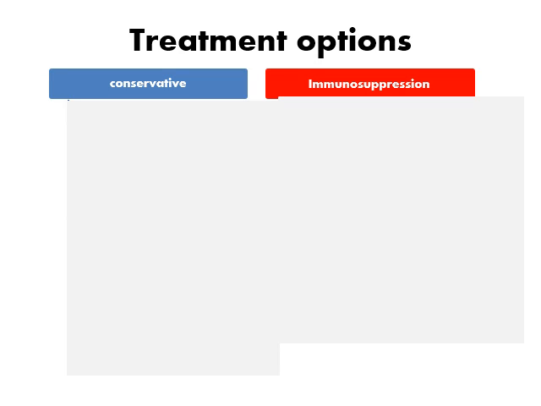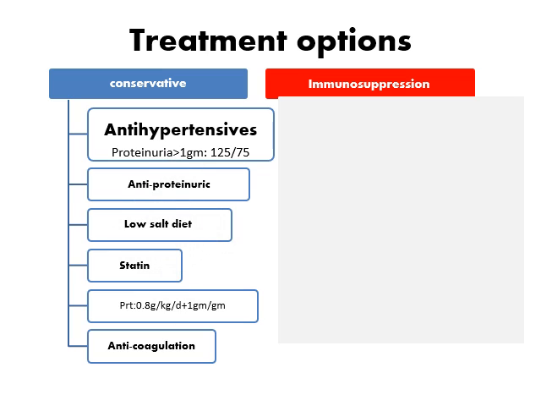Treatment of nephrotic syndrome involves either conservative treatment and/or immunosuppression. The conservative line of treatment will be selected to treat the symptoms and the complications of nephrotic syndrome. So antihypertensives will be prescribed to control hypertension, and especially if proteinuria is exceeding 1 gram per day.